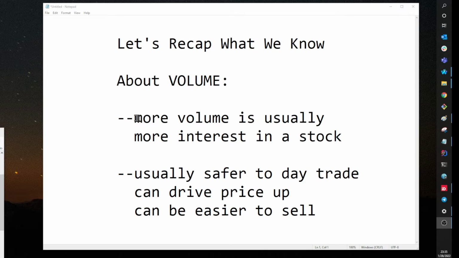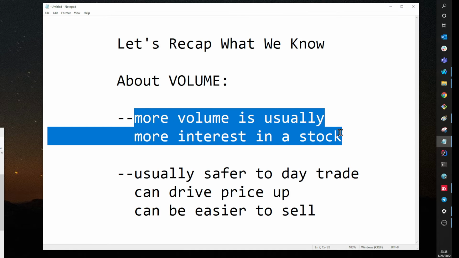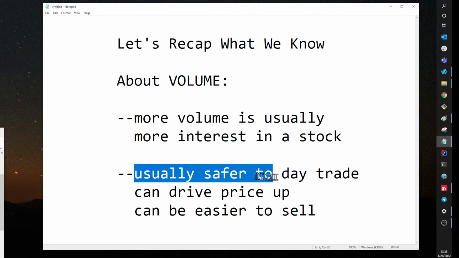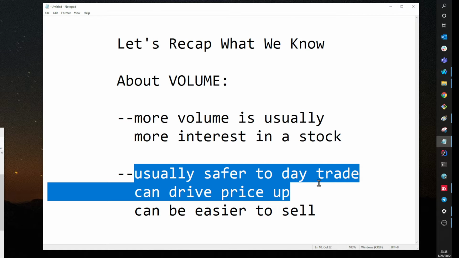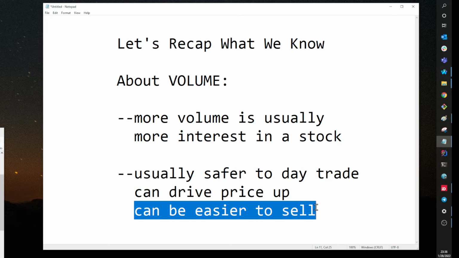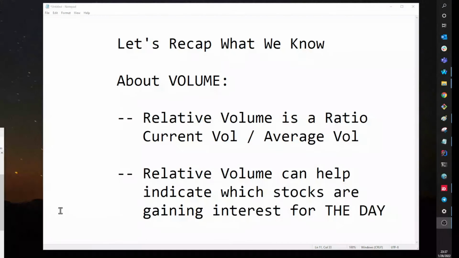Well, more volume usually means there's more interest in a stock. There are more people buying and selling, more trades occurring. It is usually safer when we're day trading because more volume can drive the price up. And if you happen to have to dump or sell, it can be easier to sell out of your position if there's more volume and more interest.